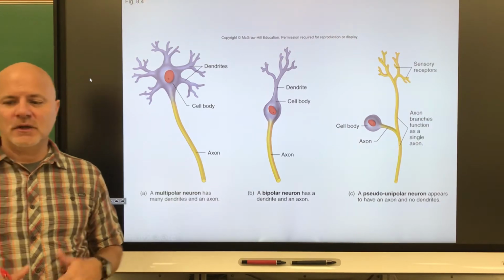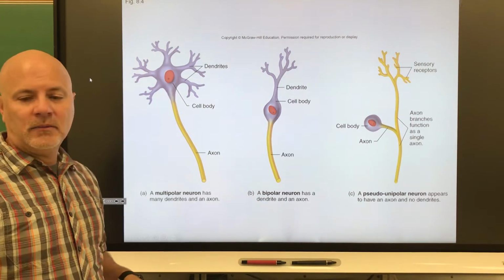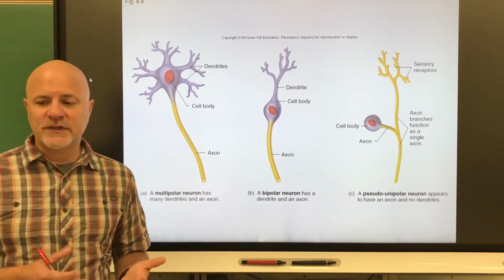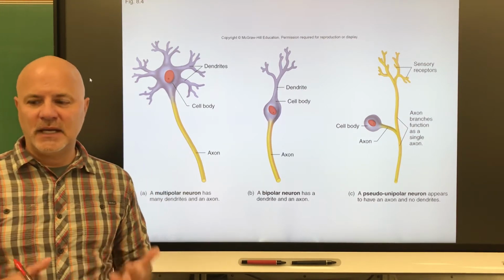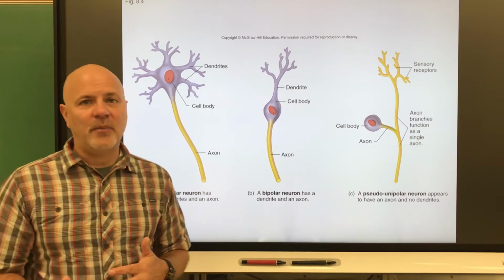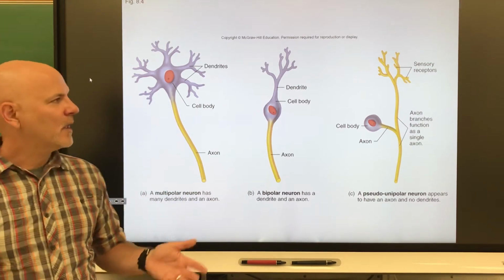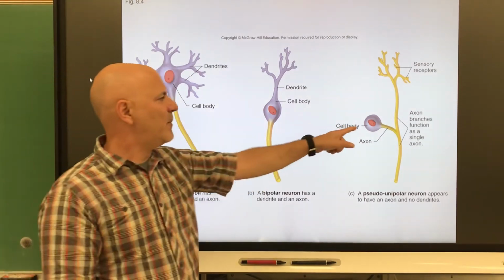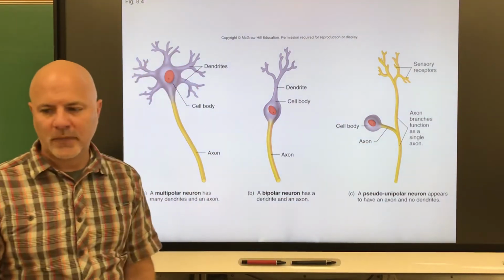Next is functional. So classifying these guys by their functional nature, so what they do. One are sensory neurons. So these are nerve cells that conduct impulses from a peripheral body part to the central nervous system. So these guys are unipolar, these sensory neurons, and those cell bodies are within ganglia. All right.